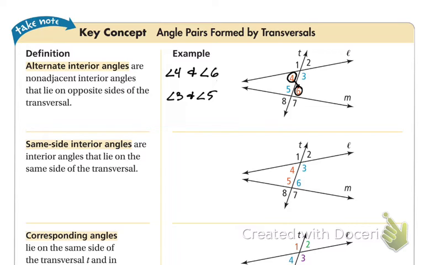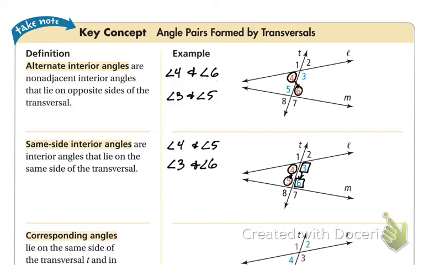Can someone give me a guess and give me one pair? Angle 4 and angle 5 would be a pair of same side interior. They're on the same side. They're non-adjacent. Ty? Angle 3 and angle 6. So if I ask you what's the same side as 4, I would go to 5. If I ask you what's on the same side as 3, I would go to 6.